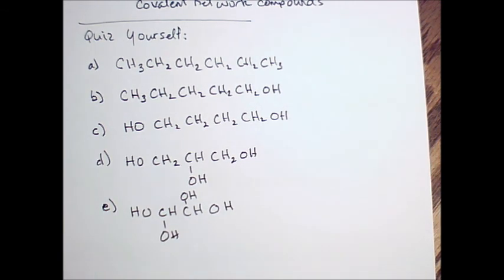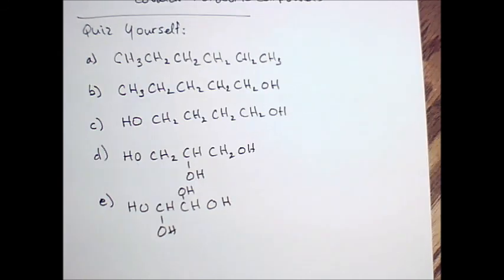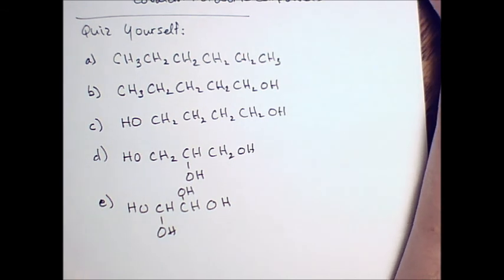So here are 5 different compounds, 5 different structures, and I want you to rank them in terms of which one would have the highest boiling point to which one would have the lowest boiling point. Which one's going to have the highest boiling point and which one's going to have the lowest boiling point. Find a pattern to tell you which one has the highest boiling point, which one has the lowest.